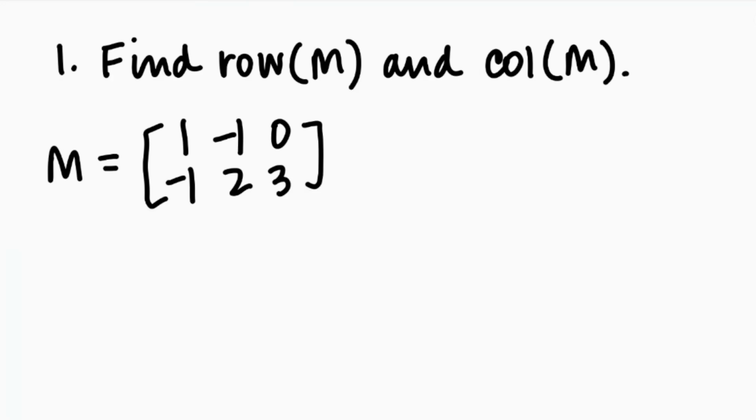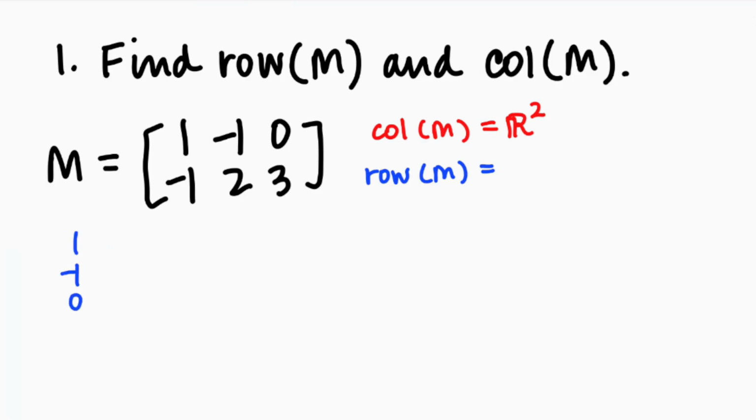So I'm going to say, starting with the column space of M equals all of R2. The row space is going to be a little bit trickier to find, though, right? Because I've got 2 independent rows in R3. I think I'm going to need to do the row reduction for this one. So 1, negative 1, 0, negative 1, 2, and 3. I'm going to augment that with y1, y2, and y3. And just see what happens.